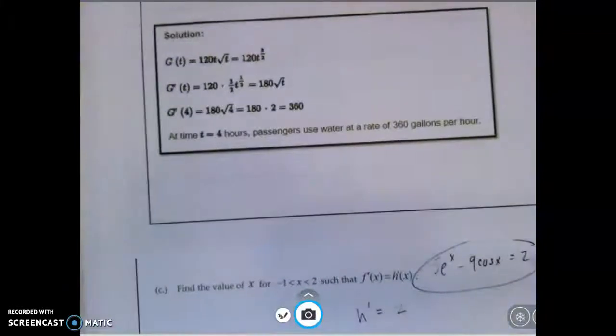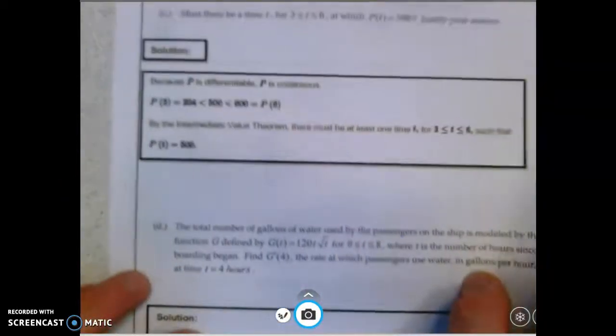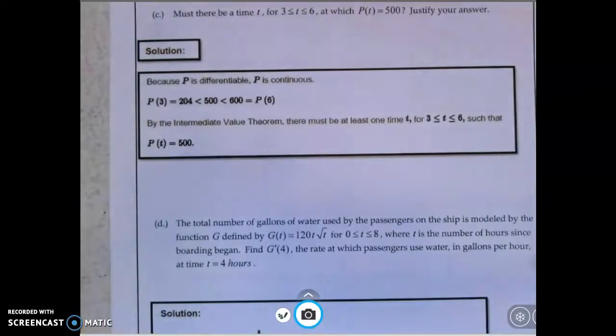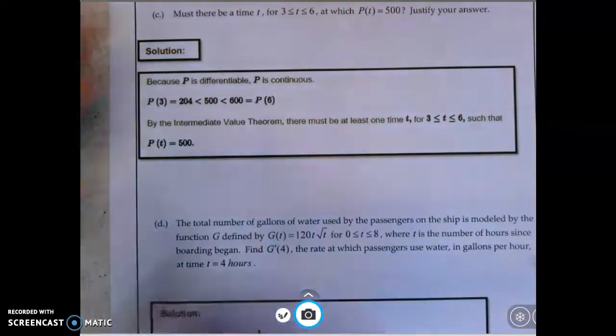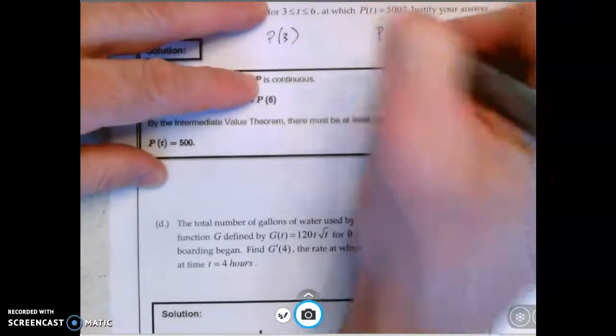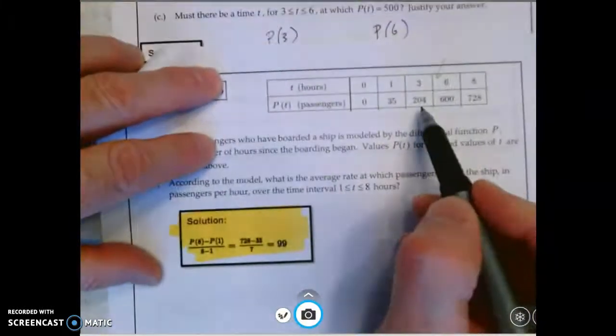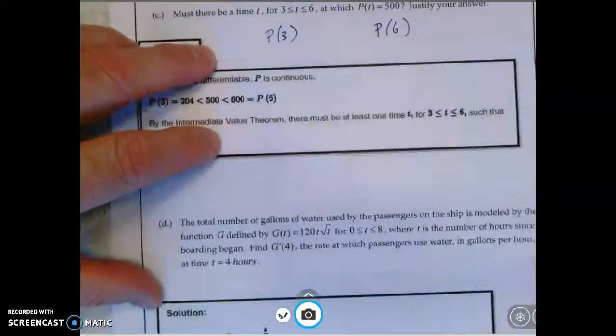All right, last two pieces. We talked about this today: must there be a time t between and including 3 to 6 at which P of t equals 500? So we go back to our values, and we evaluate P of 3, and we evaluate P of 6. So P of 3 is 204, and P of 6 is 600.